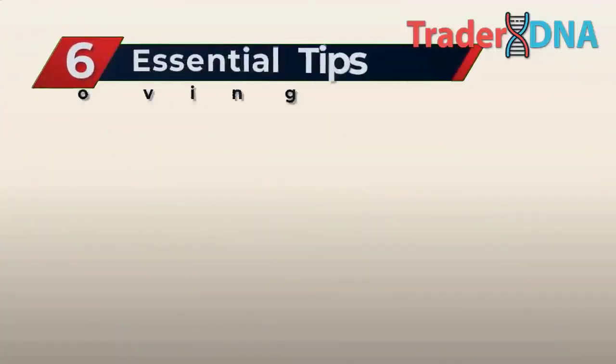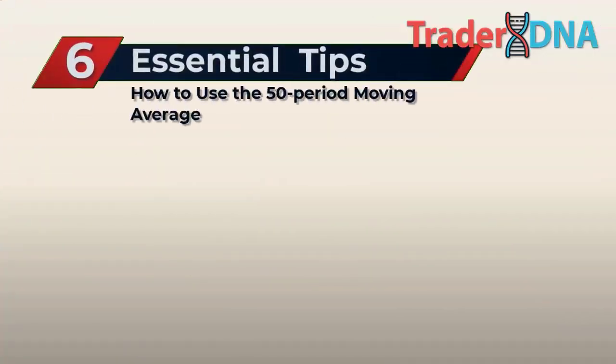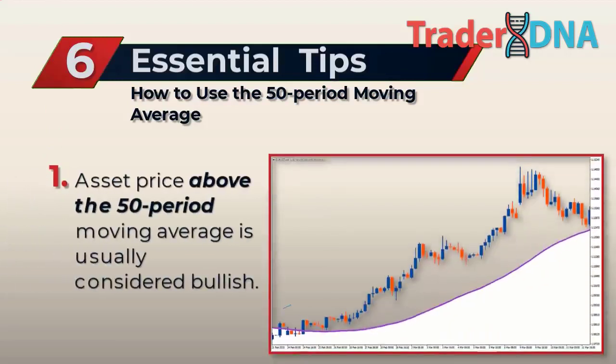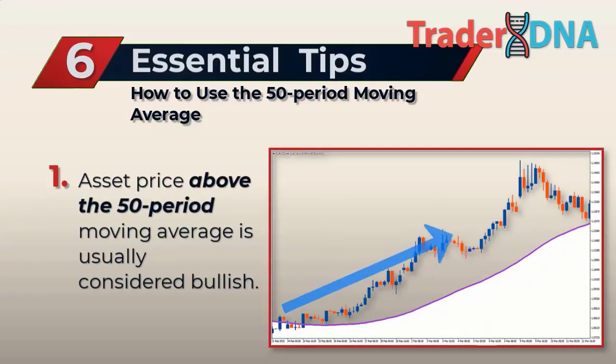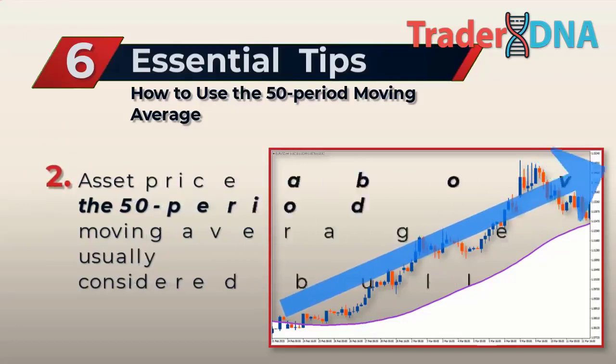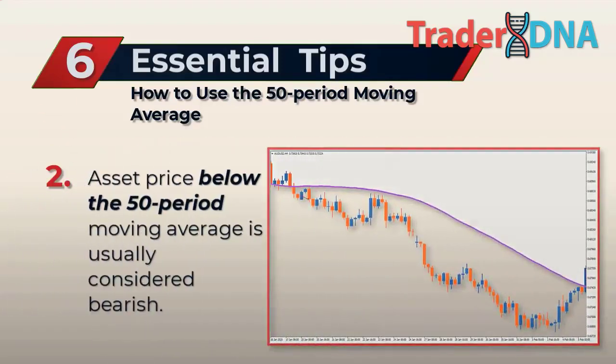6 essential tips for how to use the 50-period moving average. Now that we have discussed the structure of the 50-period moving average, let's dive into the 6 essential tips for how to use the indicator. First, asset price above the 50-period moving average is usually considered bullish. Second, asset price below the 50-period moving average is usually considered bearish.